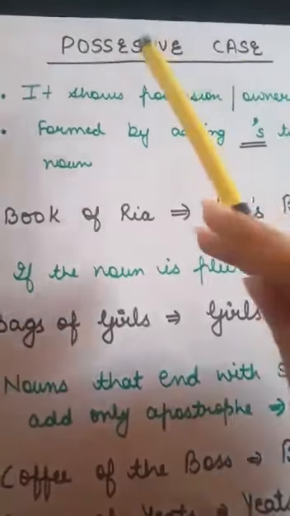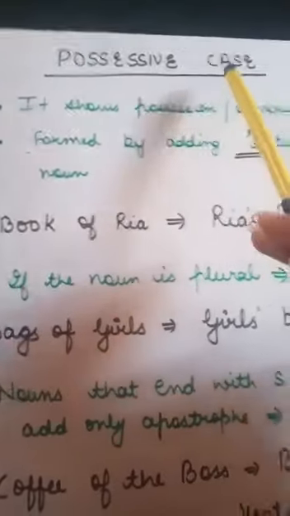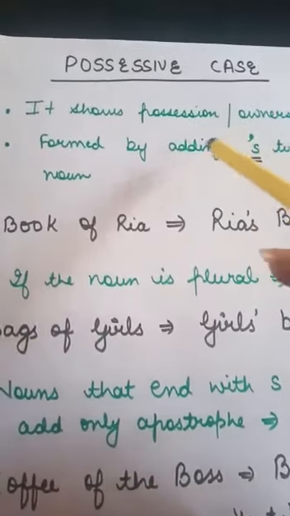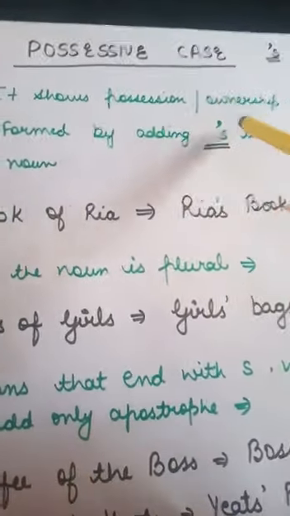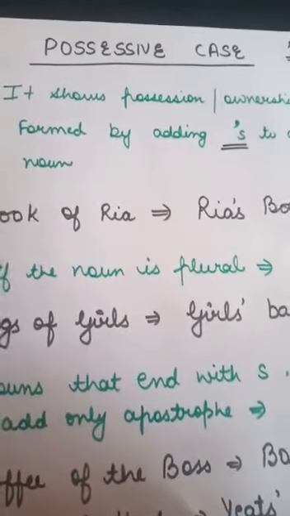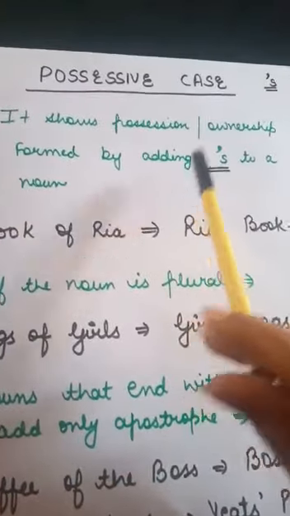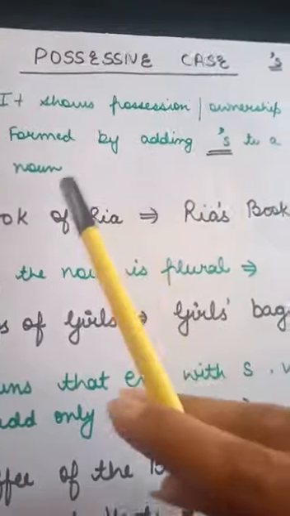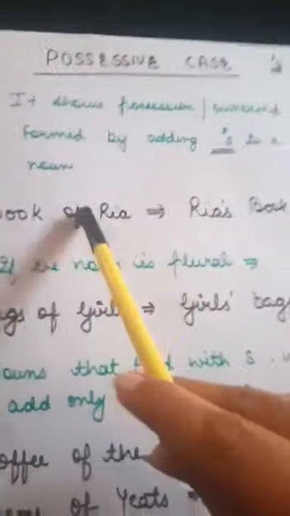So the third case is possessive case. You can always see this case with apostrophe s. You know what is the meaning of possessive? Possessive means which shows possession or ownership. It means that anything that belongs to someone, that is called possessive case. It shows possession or ownership, and it is formed. How can you form possessive case? By adding 's to the noun.